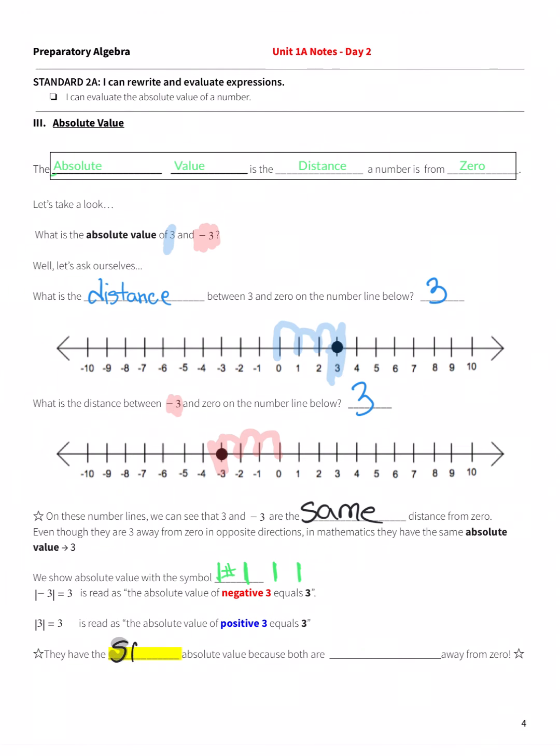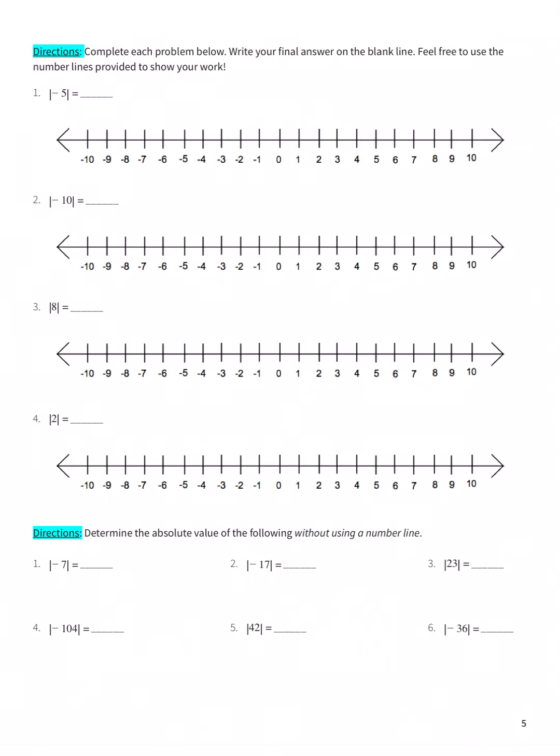They have the same absolute value because they are both 3 away from 0. Okay, again, everything I wrote down here should be written in your notes, and we'll move on to the next page. On this page, you're going to practice finding the absolute value. It's really important that you always read the directions. That's why they're highlighted in blue. It's supposed to be a friendly reminder.